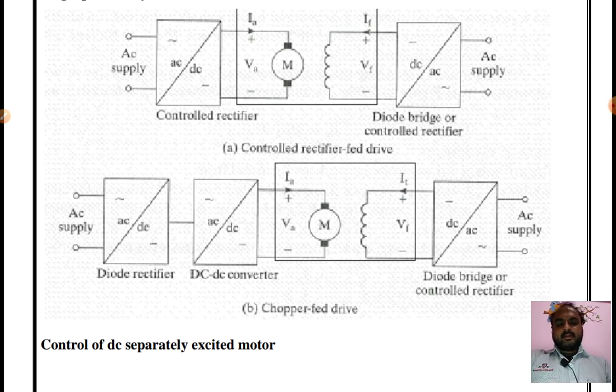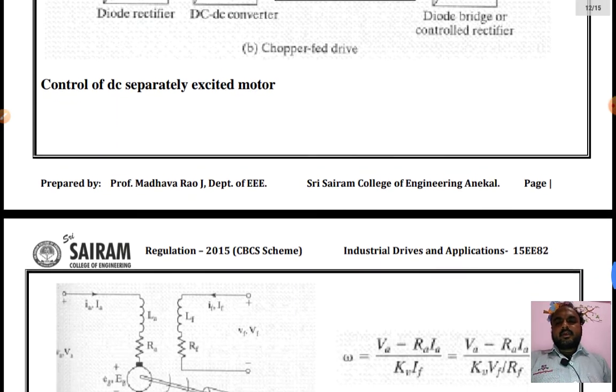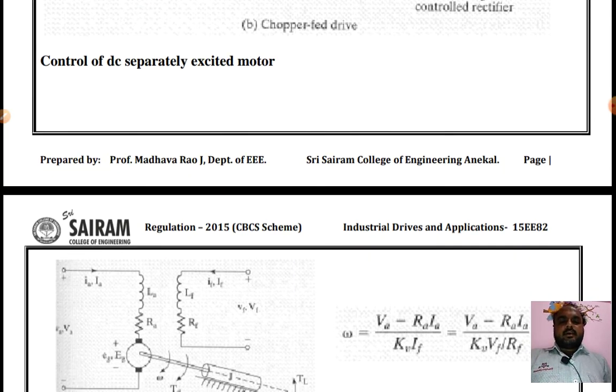So in DC to DC drives, first we are taking the AC supply. The AC supply will convert into DC by using a rectifier, and DC to DC. Next, the DC motor will operate again. The DC voltage will convert into AC by using a rectifier bridge. So this is the diagram of the fully controlled rectifier, how it will be there, with a separately excited DC motor.